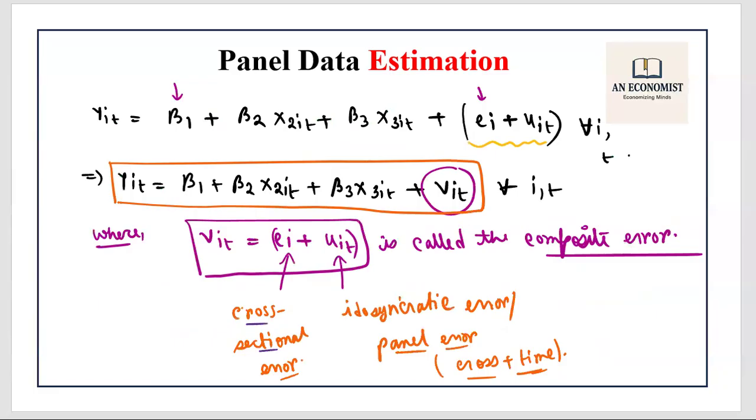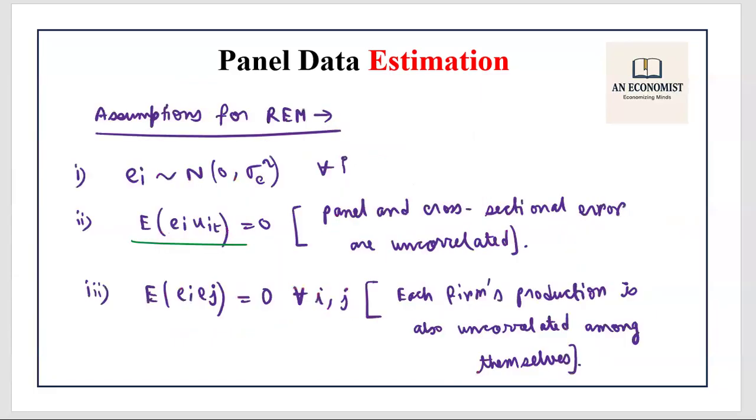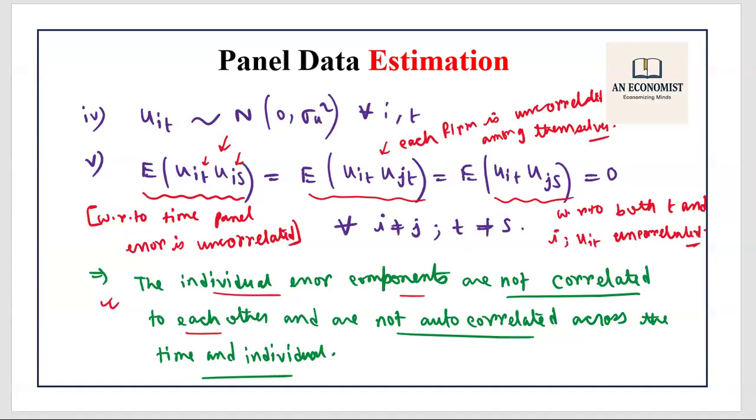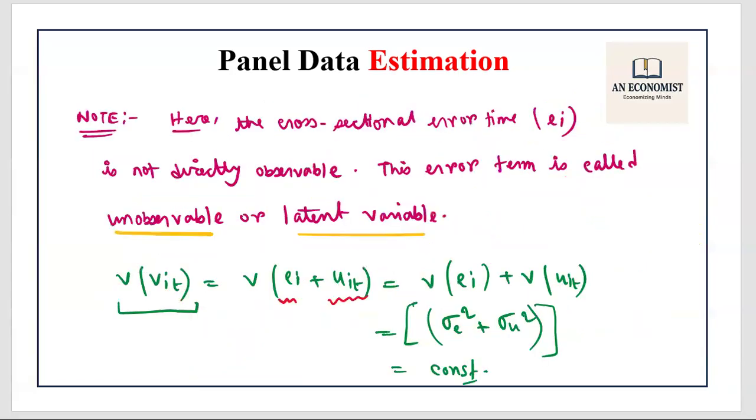Okay, so firstly, we have rewritten the model as this, incorporating the properties of the intercept term. Then we have gone into different assumptions. We have assumed the distribution of EI. We have said that the panel and the cross-sectional error terms are uncorrelated. Also, each firm's production is also uncorrelated among themselves. UIT, that is the idiosyncratic error term, also follows normal distribution, and also the individual components are not correlated, or no autocorrelation problem is there across time and individuals.